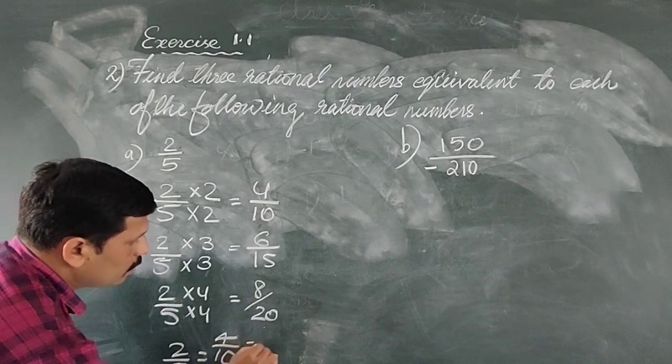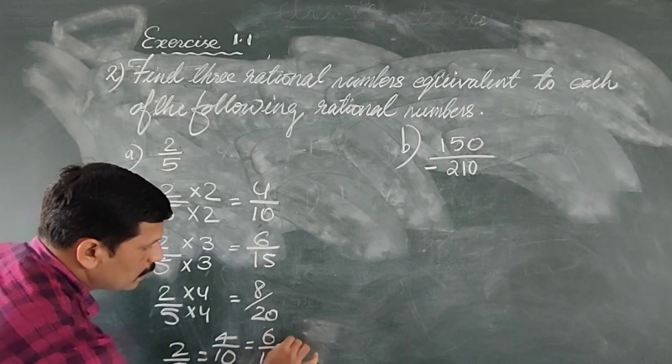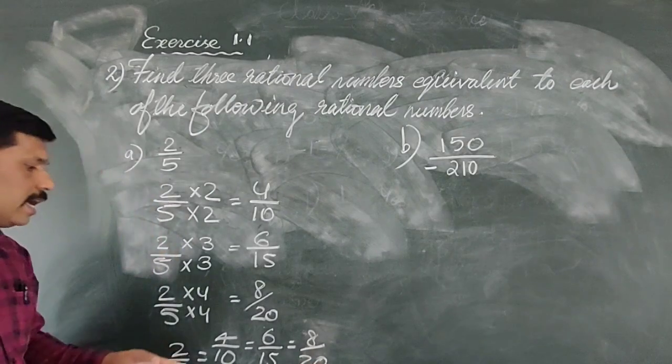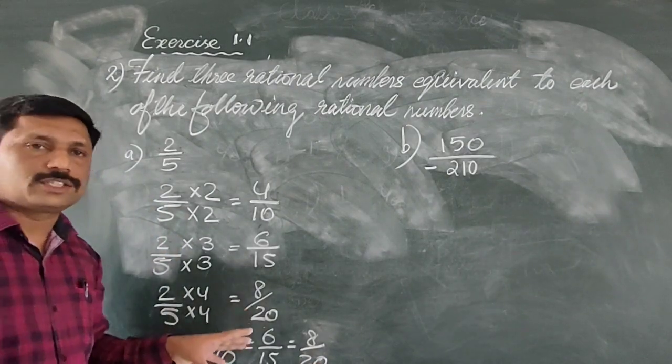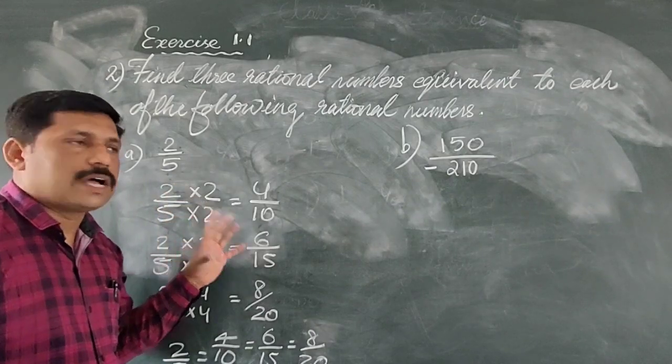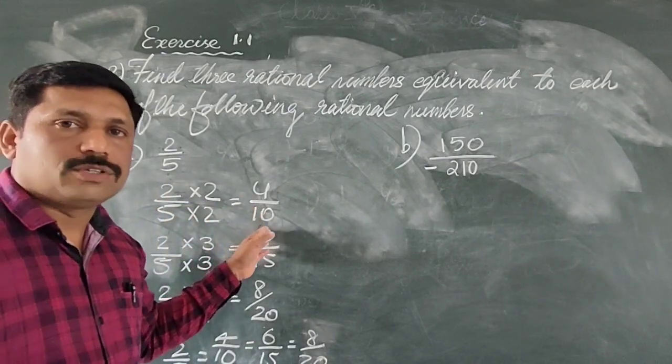And that is again equal to 6 upon 15. And that is also equal to 8 upon 20. So these are the three equivalent rational numbers of 2 upon 5. Students, I think you understood that. Let us move to the next question, question number B.